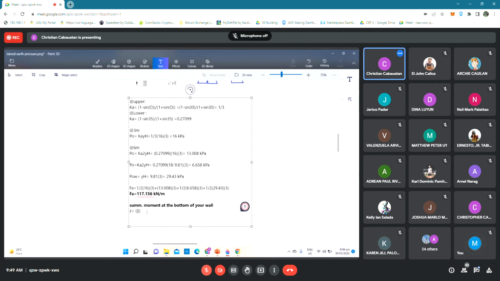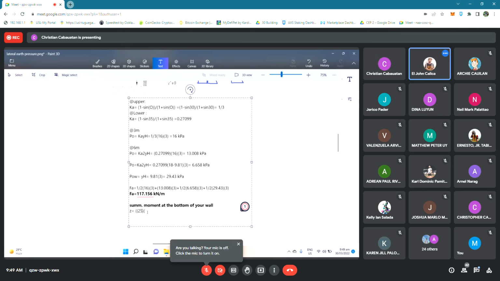24. 24 po. Tama? 24, sir. 24 lang. Wala yung 25, sir. 24, sir. Wala. 25 lang siya. 24, sir. 24. 4 lang po. 24.